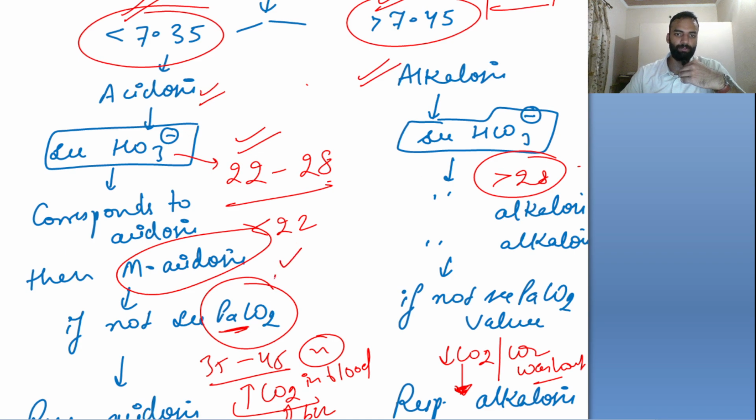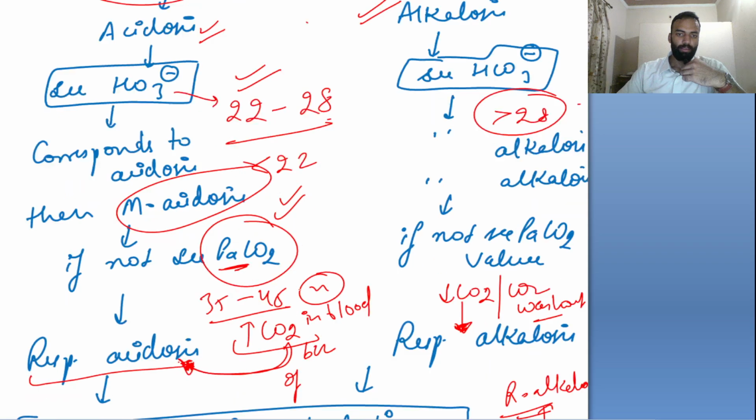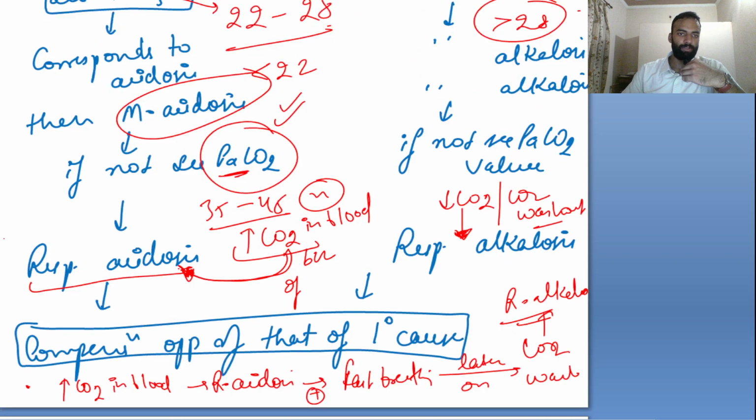If partial pressure of CO2 is more than 45, then it is respiratory acidosis. If partial pressure of CO2 is less than 35, then it is respiratory alkalosis. And to see the compensation, it will be opposite of that of the primary cause.